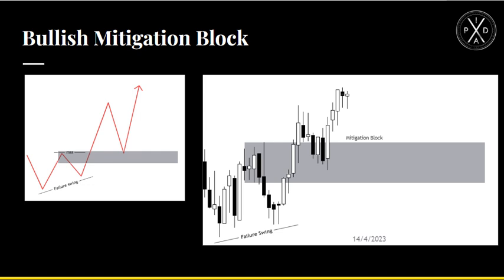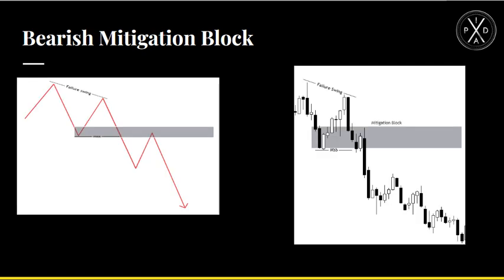All right, and now let's take a look at what the bearish mitigation block is. So a bearish mitigation block is a low and then a lower low, and then we have a high, a lower high, and then that low in between those two, the low between the two lower highs, is your bearish mitigation block.